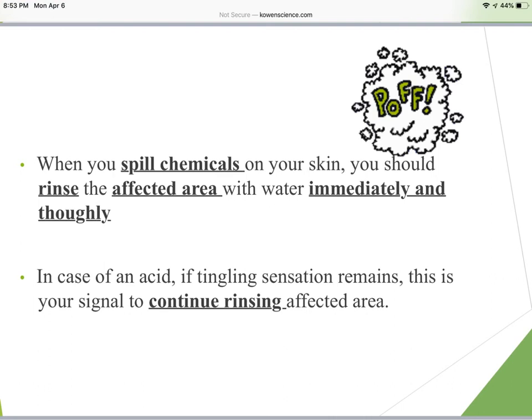If you ever spill an acid on you in a lab, if you feel any kind of tingling sensation remaining after you've washed that area, then you need to go back and rinse more. That means that that acid is still burning your skin.